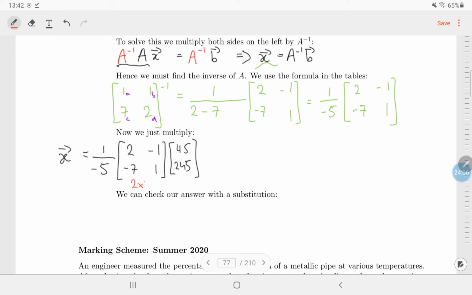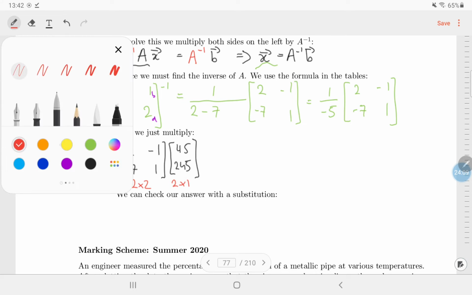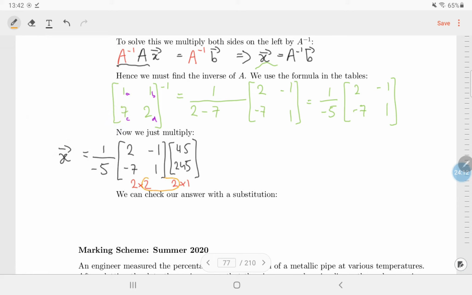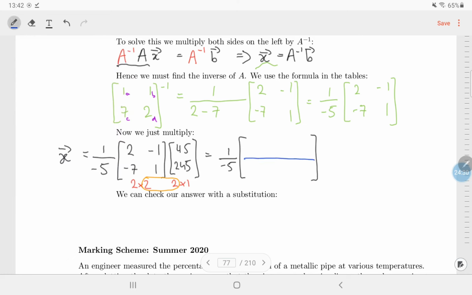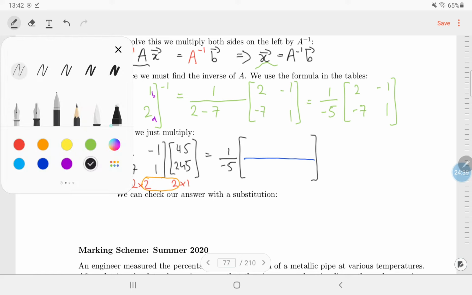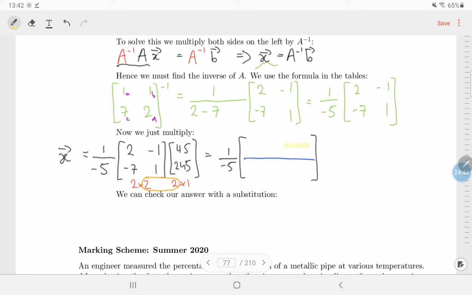So this is a 2 by 2, this is a 2 by 1. We can multiply these together because the middle numbers match. And we're going to get out a 2 by 1, and the minus 1/5 can just sit there at the moment. I'm just going to keep it as 1 over minus 5. It is the same as minus 1/5. So you get out 2 rows, 1 column. Okay, so we do row 1, column 1, row 2, column 1. Just in case your brain is fried, the first one is row 1 by column 1, multiplied like that.